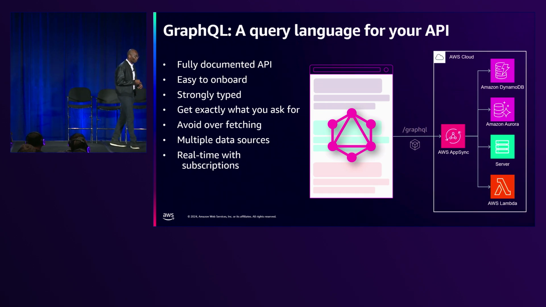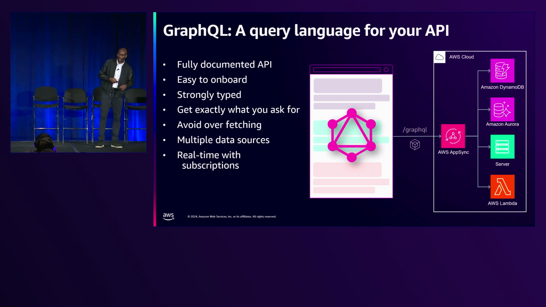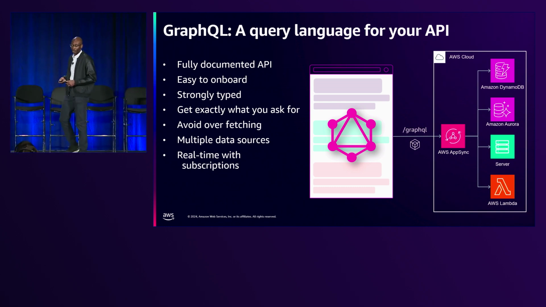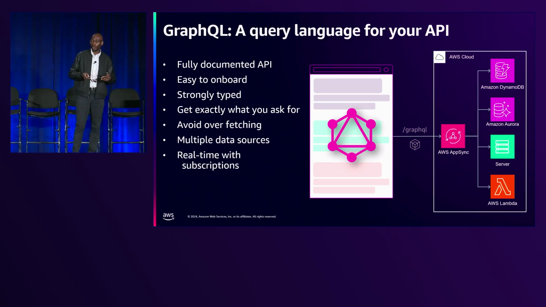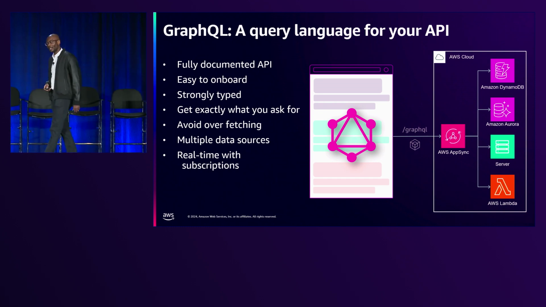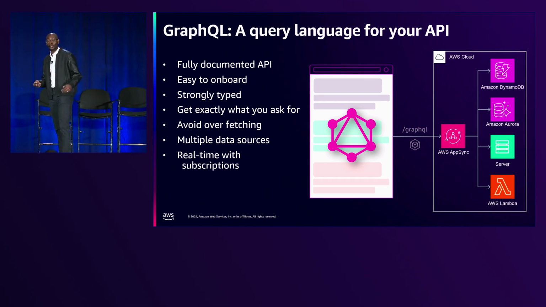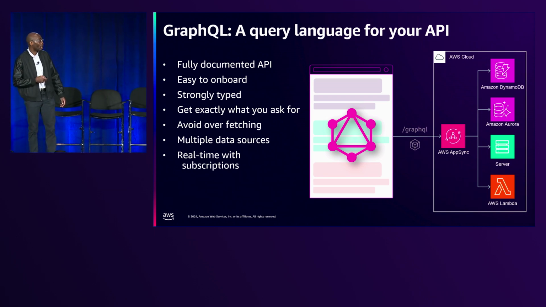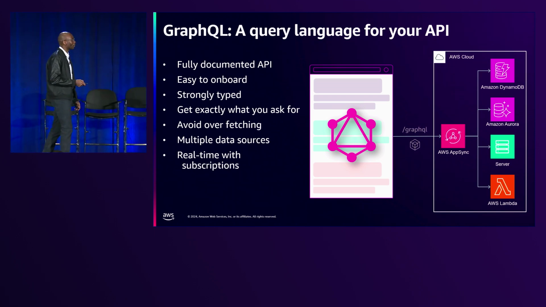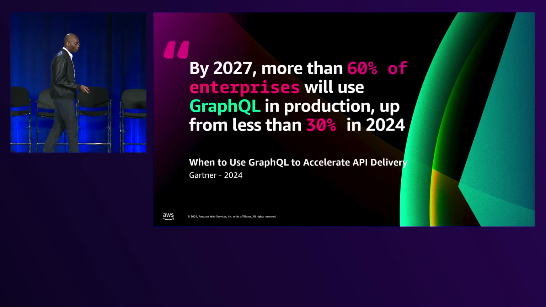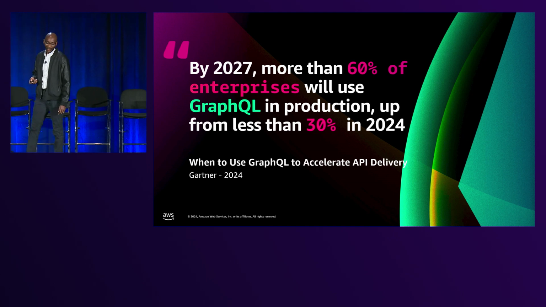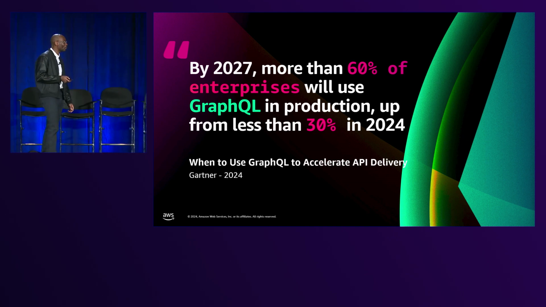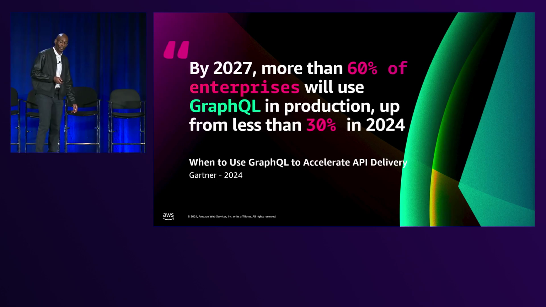The other great thing that GraphQL makes available is subscriptions. With subscriptions, you can implement real-time capabilities. A subscription essentially says that any connected client can receive any mutating event that occurs within the API. So if I have a connected client and I want to send them real-time notifications, I can do that with GraphQL, and I can do that with AppSync. AppSync implements subscriptions using pure WebSockets. So GraphQL enhances API development, and the data shows it. Gartner estimates that by 2027, more than 60% of enterprises will use GraphQL in production.